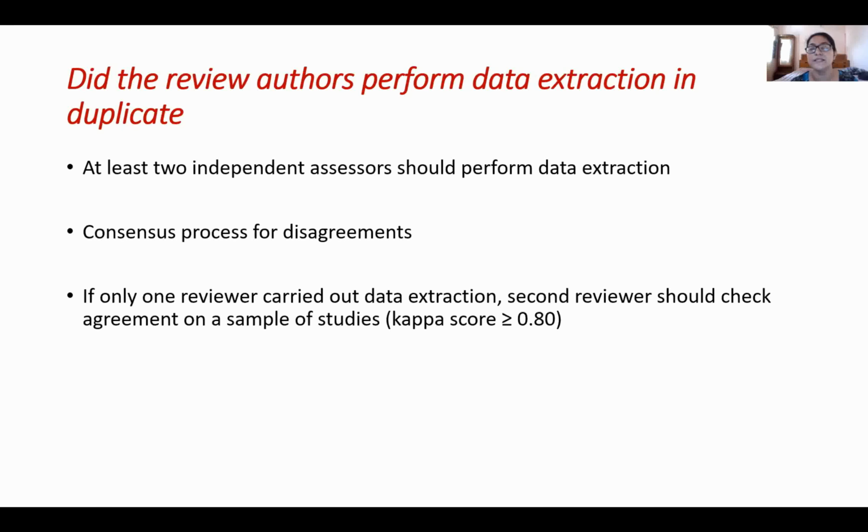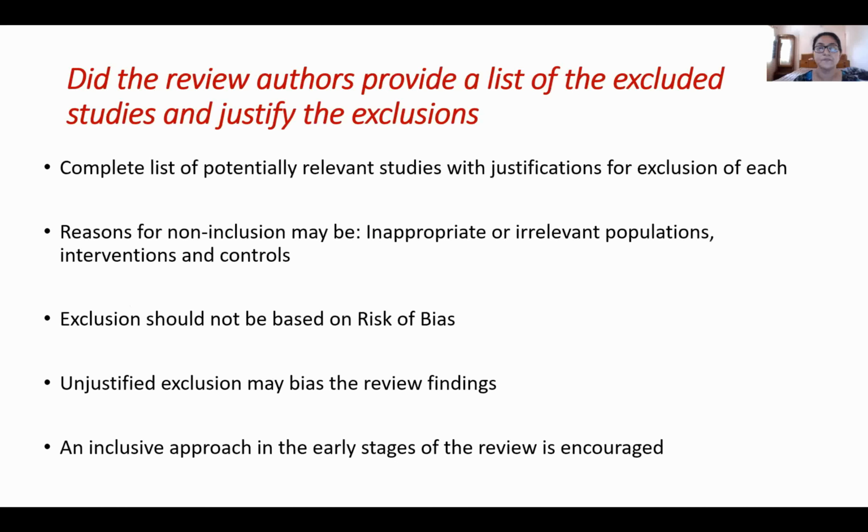So this also, just like the study selection, data extraction should also be done in duplicate. So at least 2 independent assessors should perform the data extraction, and there should be a consensus process for disagreements. And here also, if only one reviewer does all the data extraction, then the second reviewer should perform data extraction on a sample of the studies, and there should be agreement between the 2 reviewers. Did the review authors provide a list of the excluded studies and justify the exclusion?